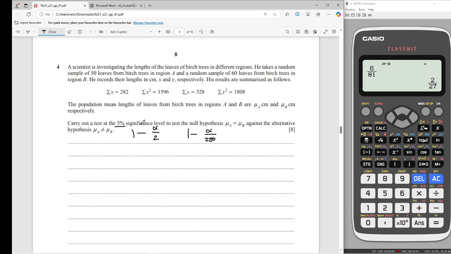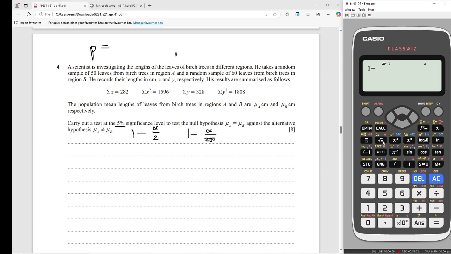Let's just calculate the p-value. So p is equal to 1 minus 5% by 2. So it's going to be 1 minus 0.05 by 2. That's equal to 0.975.